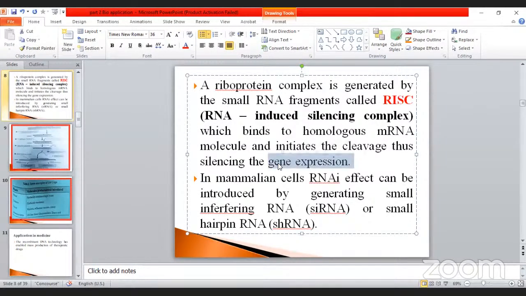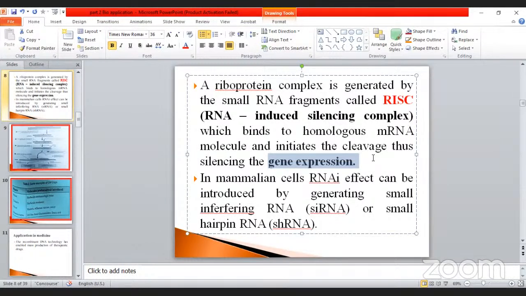Then what happens? It will not be expressed. When it is a full polynucleotide molecule, then only it will be expressed. If it is cleaved or sliced, it will not express itself. That is very, very important, my dear. This is done by a ribonucleoprotein complex called RISC, otherwise called the RNA-induced silencing complex.